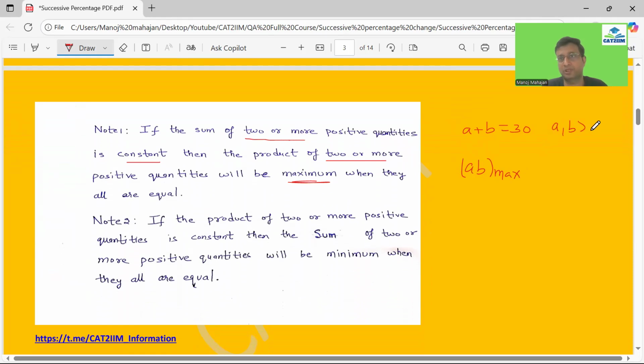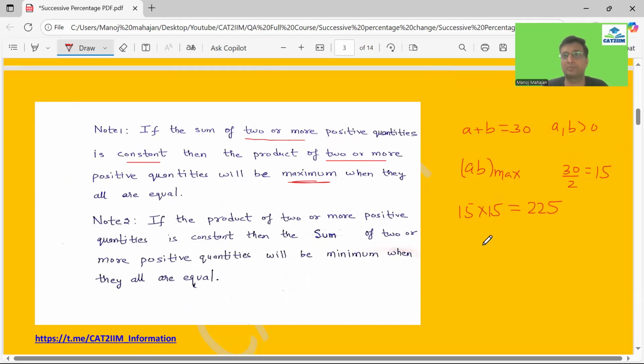where A and B are positive quantities over here. See, I have to keep the values equal. So let me divide 30 by 2. That is 15. So I should keep 15 for each of these values. So 15 into 15, if I do the product, that is going to be 225. So if you pick up any other solution, of course, the product would be lesser than 225.